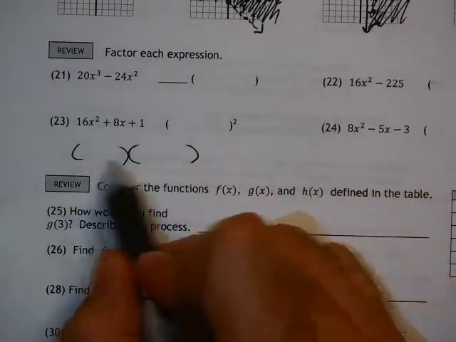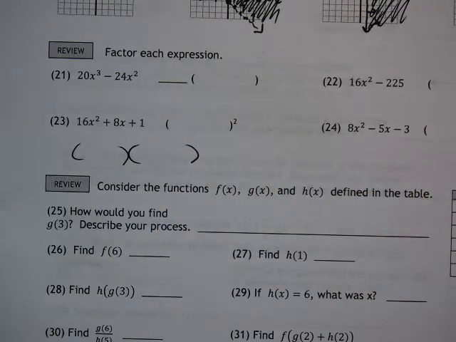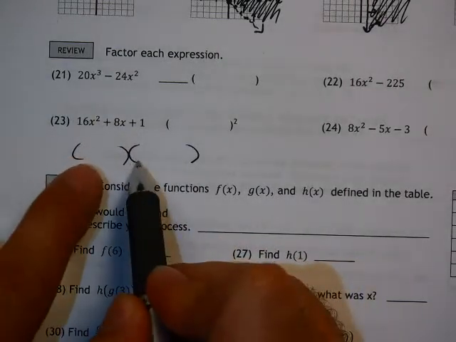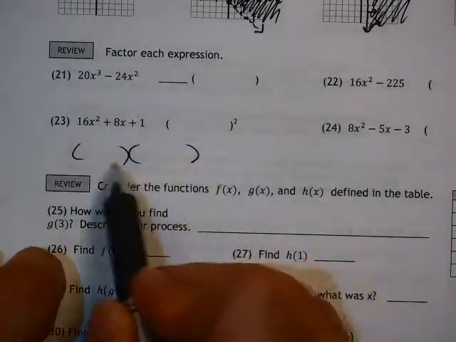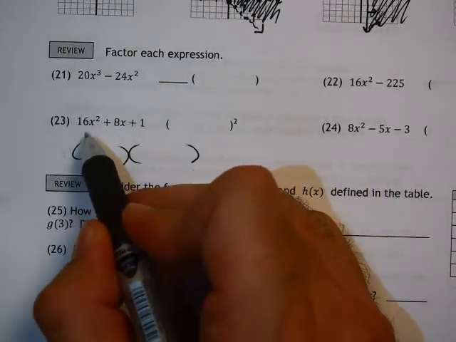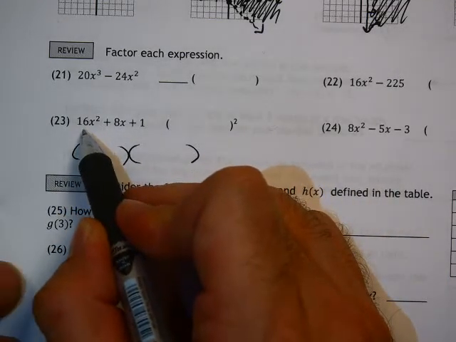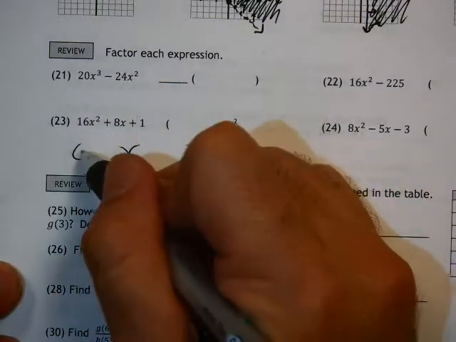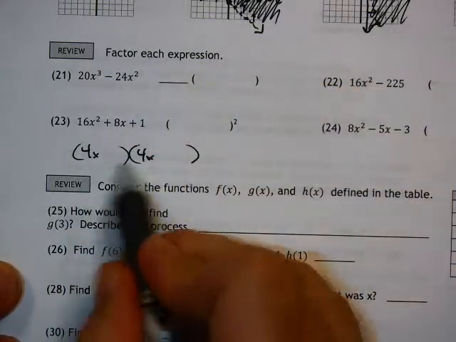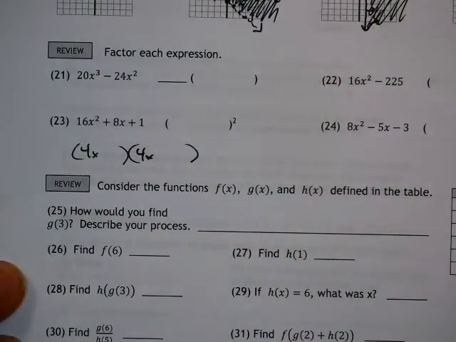This square tells us that these are both going to be exactly the same. So when we look at the numbers we're dealing with, to get the x's here in front, since this hint told us they're the same, you're looking for the number that multiplies by itself to give 16. In other words, you're taking the square root, which is 4. 4x times 4x gives us 16x squared.